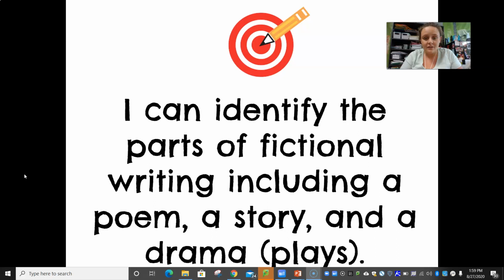Today, we're going to take a look at our learning target, what we're going to be learning during this lesson. By the end of this lesson, I want you to be able to do this or say this. I can identify the parts of fictional writing, including a poem, a story, and a drama.